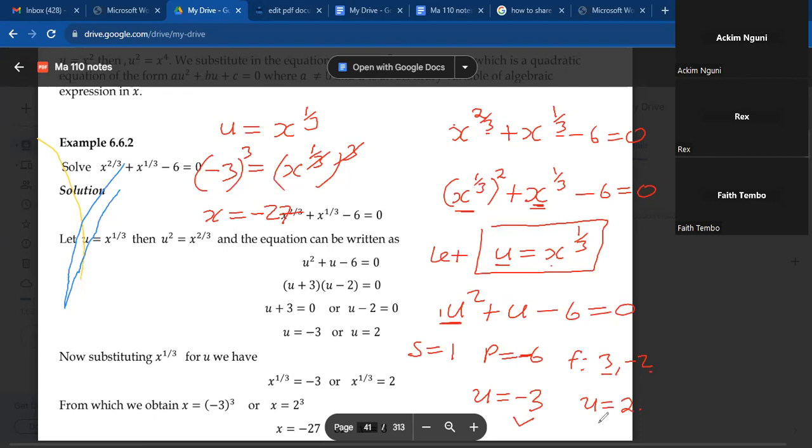Then you substitute when u is 2, so you said u is equal to x to the power 1 over 3. You replace u with the value 2. So 2 is equal to x to the power 1 over 3. Then you cube both sides. Therefore, x is equal to 2 to the power 3, that's 8. So the values of x are negative 27 and 8.